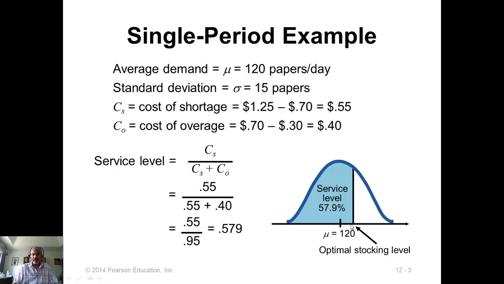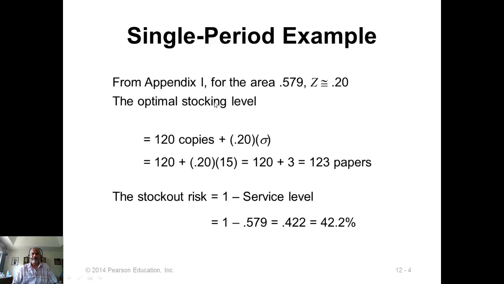Now we have to get the Z value for that 0.579 and plug it into the formula. So Z is approximately 0.2. So 120 copies is the value for mu. Z times standard deviation gives you the stocking level. If you go 1 minus the service level that we found, the optimum service level, so that will give you the probability of stock out or stock out risk.